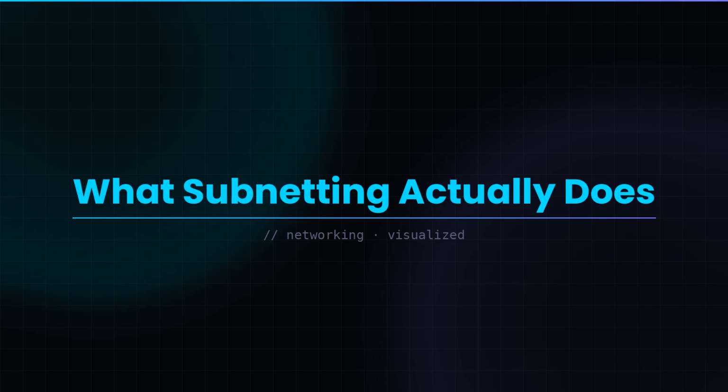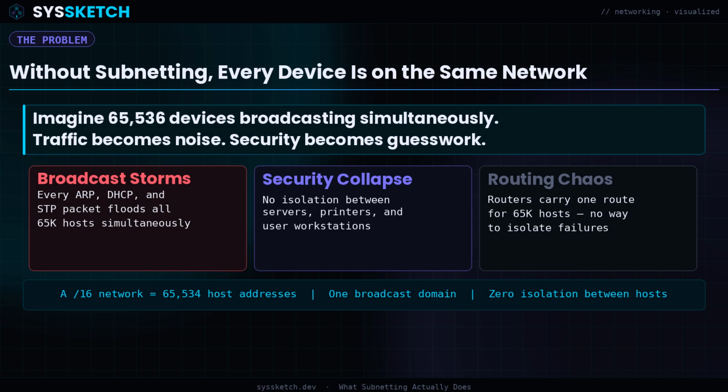What does subnetting actually do and why does it exist? Before subnetting, imagine every device on your network sharing the same broadcast domain. A /16 network gives you 65,534 host addresses all on the same wire. Every ARP request, every DHCP discover, every SDP packet floods every single one of those hosts simultaneously. Traffic becomes noise. Security becomes guesswork. This is the problem subnetting solves.